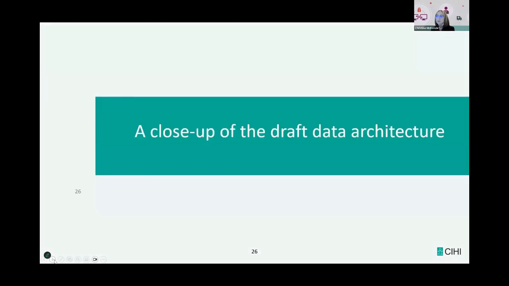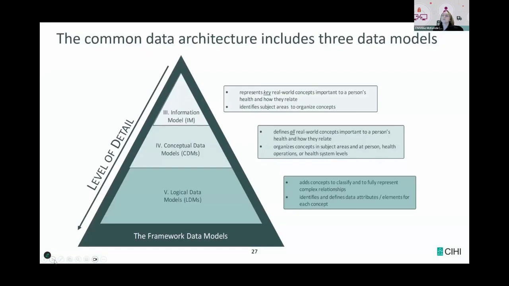So next, I'm going to do a close-up of the draft data architecture. It will be kept at a high level, but it's just to give you a good view into the work that goes into modeling the data that we're talking about today. So the common data architecture includes 3 data models. I mentioned this earlier in our products. It includes the information model, which is the highest level of the common data architecture. It represents those key real-world concepts that are important to a person. And those concepts are then further defined into subject areas within the model.